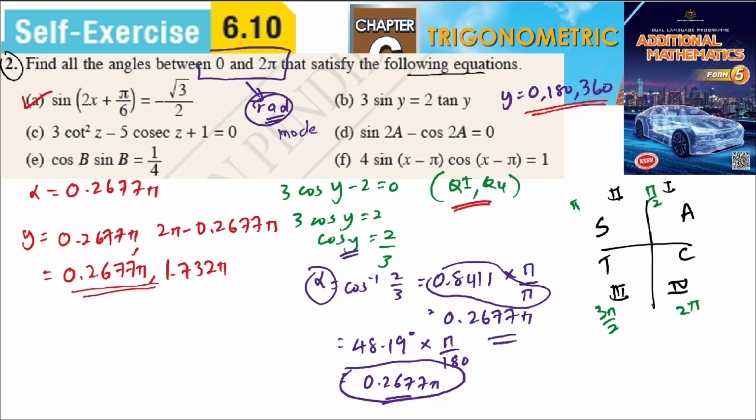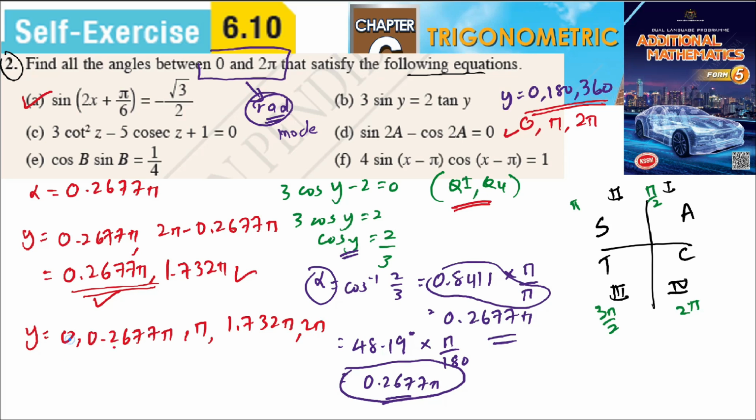And here we have 3 values: 0, pi and 2 pi, since we are using radian. So y is equal to 0 is the first one, and then 0.2677 pi, and then pi, and then 1.732 pi, and then 2 pi. So we have 1, 2, 3, 4, 5.